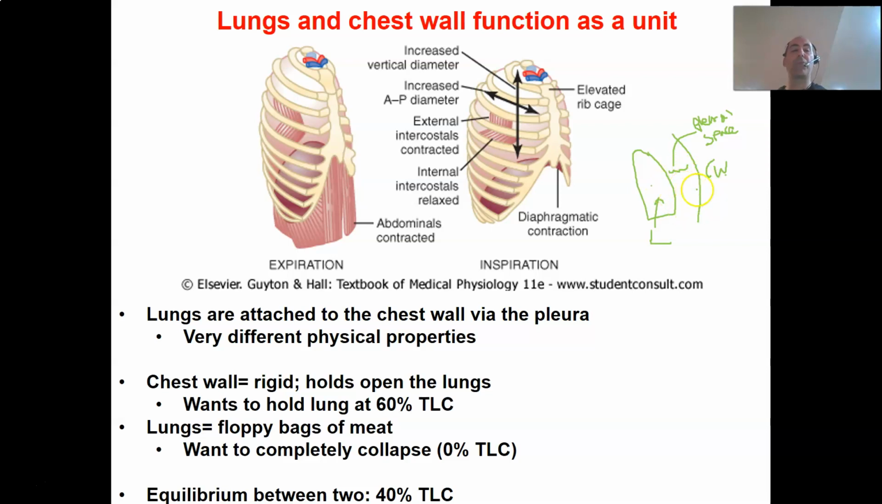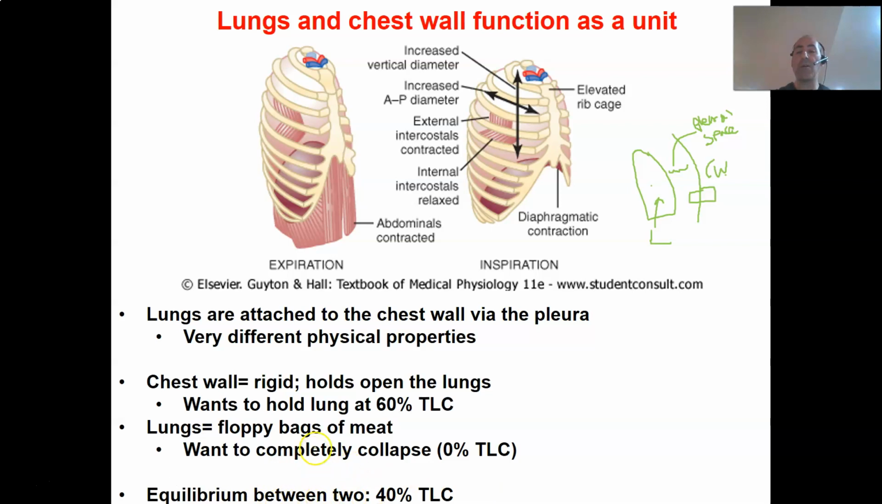If you have a breach, if a hole is inserted into the chest wall, this water gap dissipates and the chest wall, which is holding the lungs open, no longer can do that, and you get a collapsed lung. A pneumothorax, it's called. Okay, let's move on.